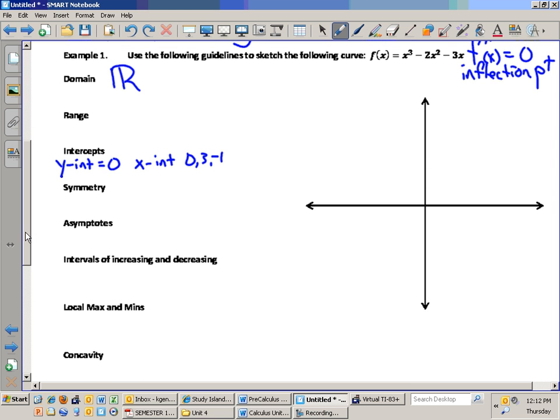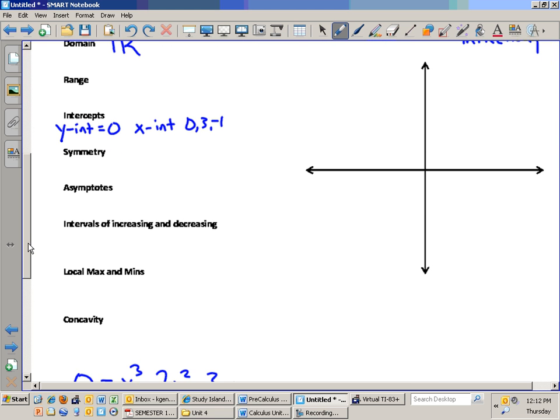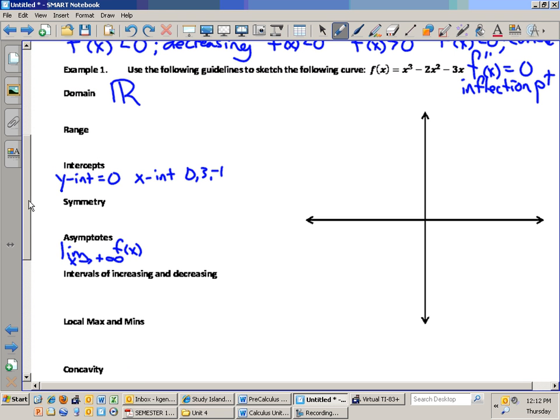But asymptotes. Let's think about it for a second. The limit of this function as x approaches positive infinity. If you plug in positive infinity in this thing, do you know what you're going to get? You're going to get a huge number.